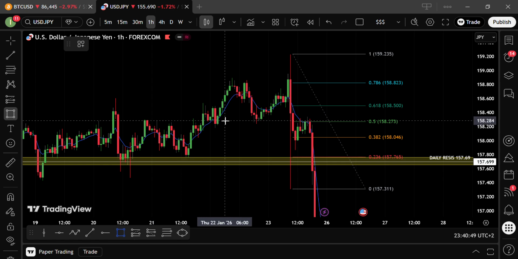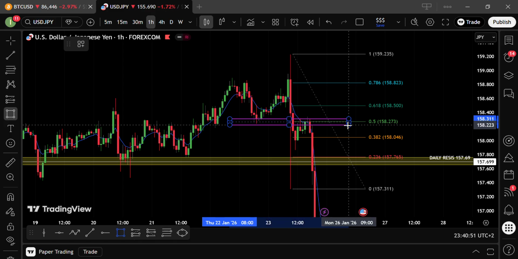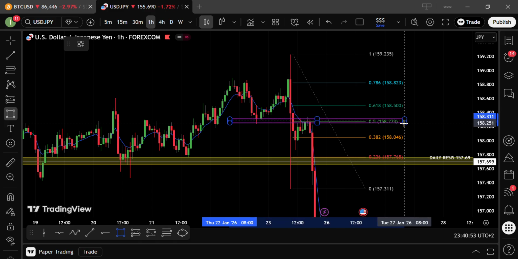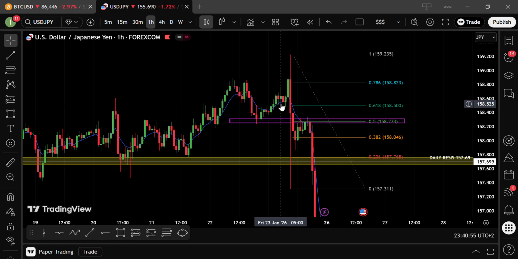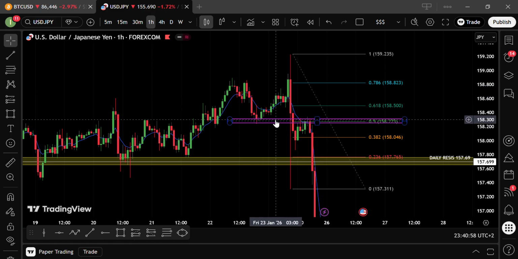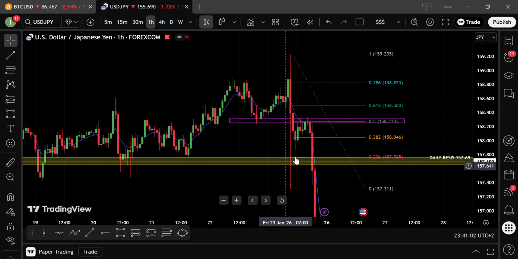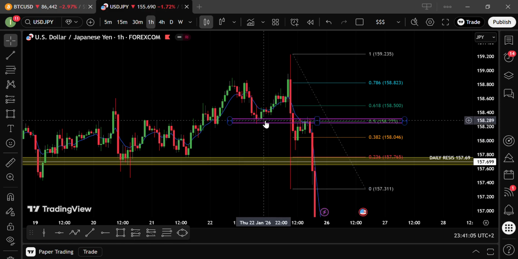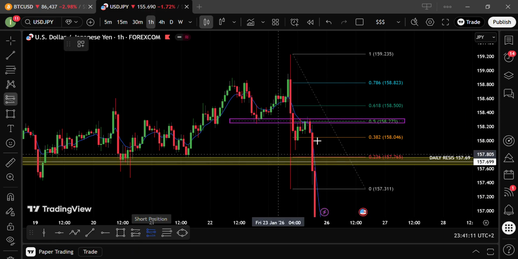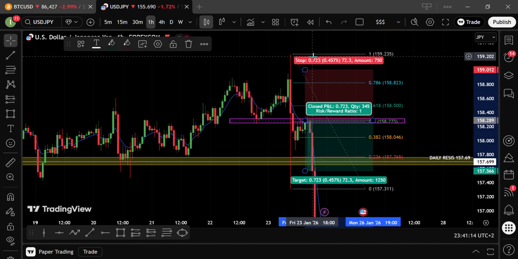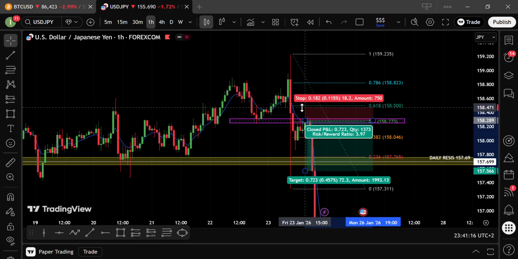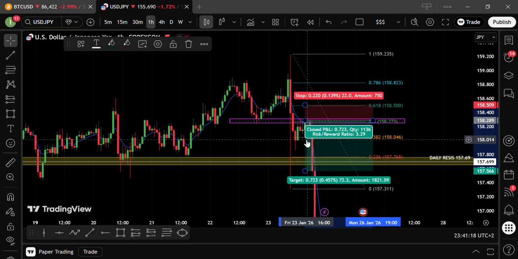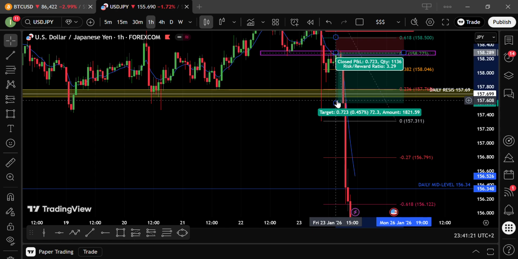This is your level right over here. This was your support. Now price broke that support. Now support turned into resistance. So this is where you're going to enter, and this is where your stop loss is going to be. Day trading purposes, and then there we go.